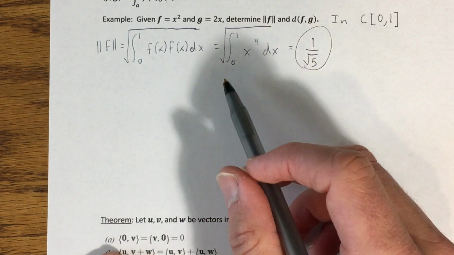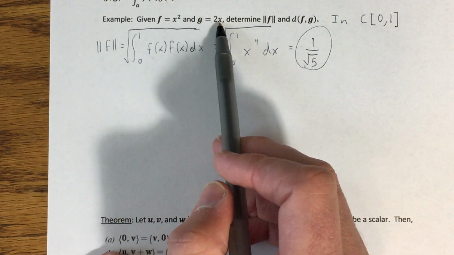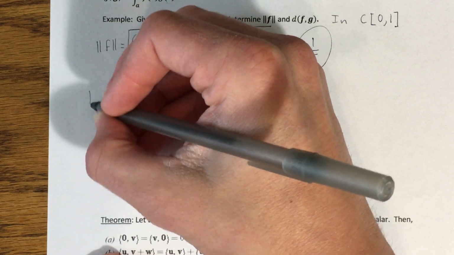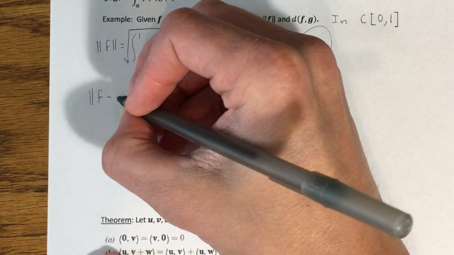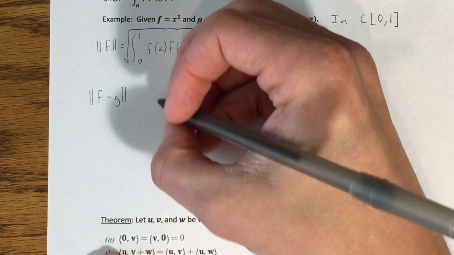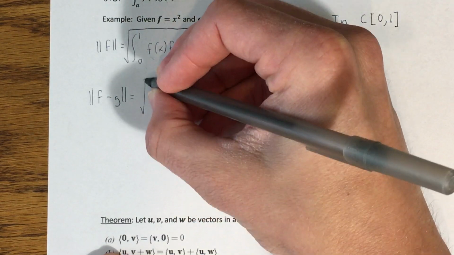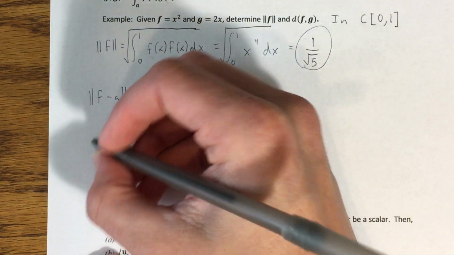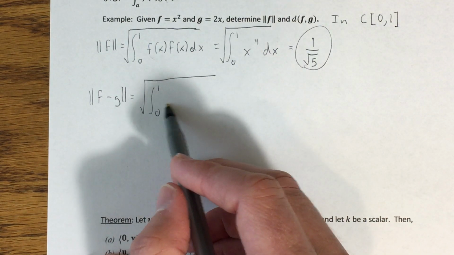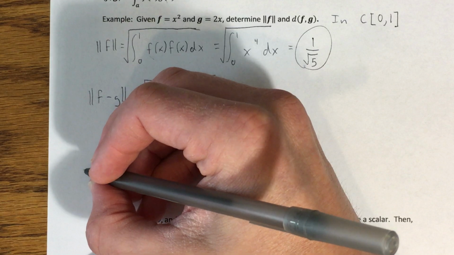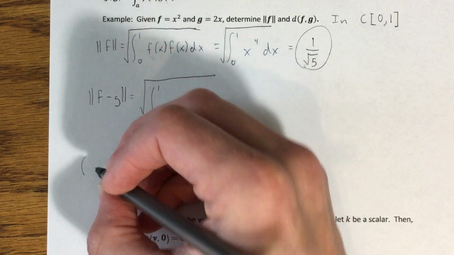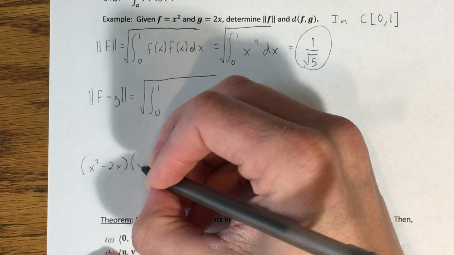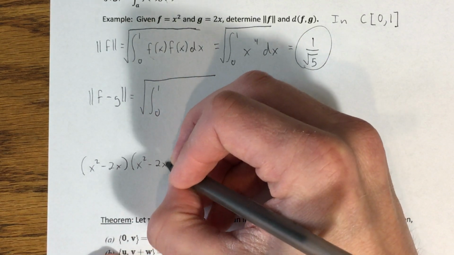Distance between f and g. What is the distance between x squared and 2x? Well, again, remember what we're looking for is the norm of f minus g. That is, we're looking for a square root. Now, this is going to become f minus g times f minus g down here. So let's evaluate that. F minus g, that's x squared minus 2x times x squared minus 2x.